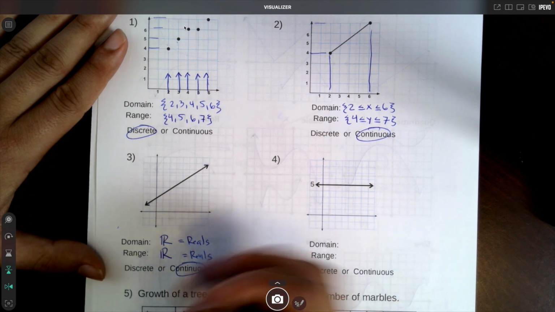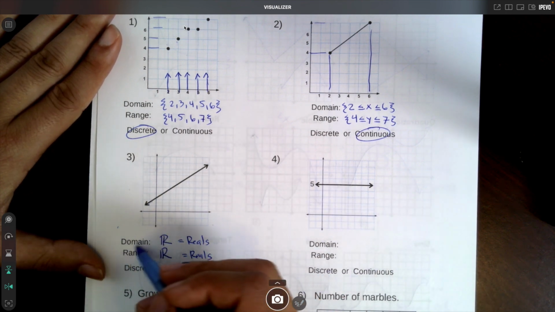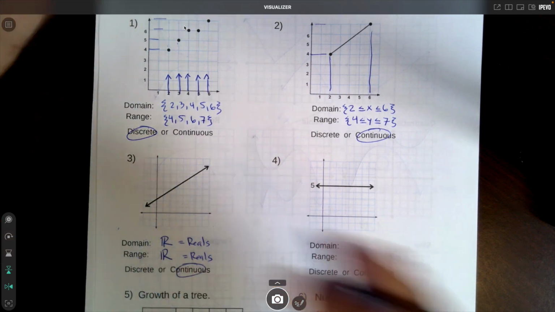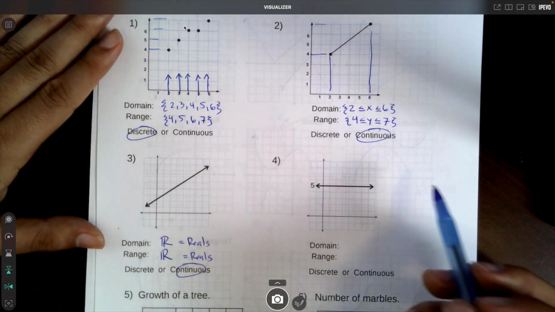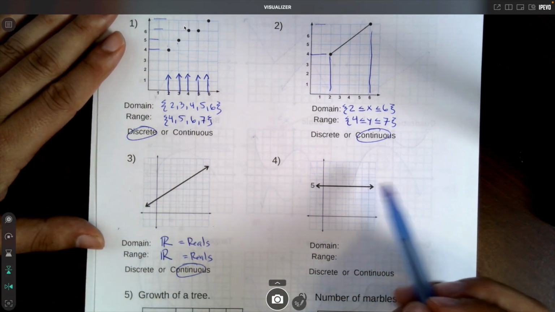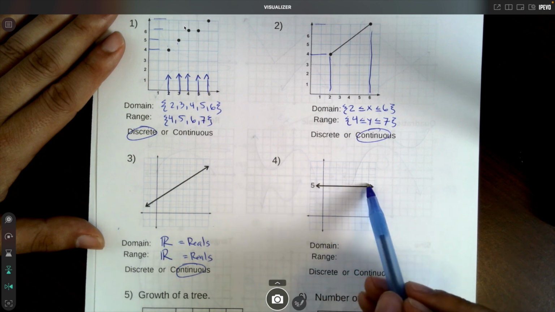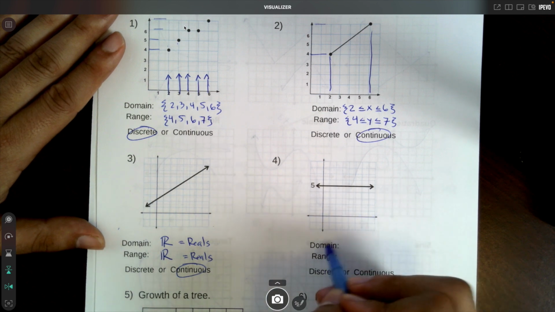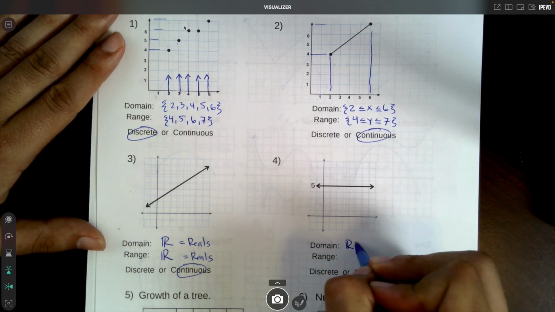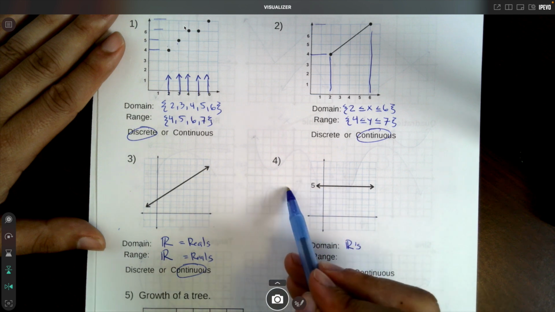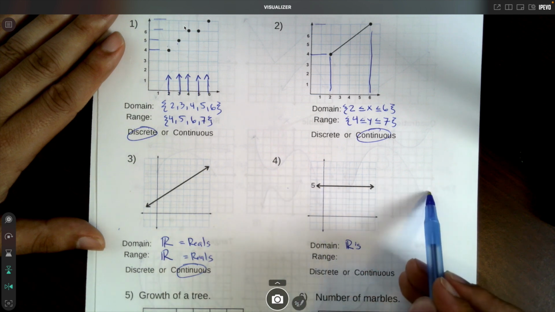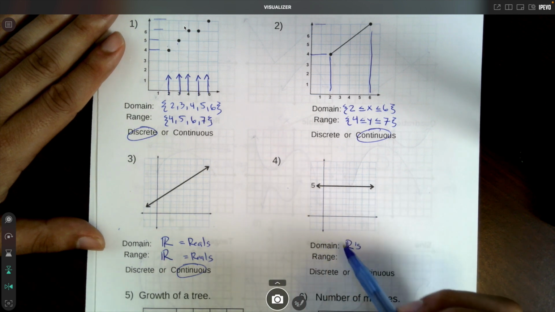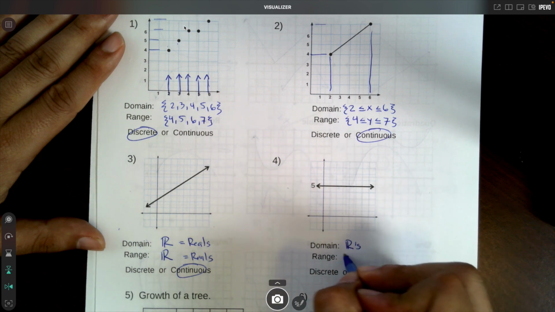It basically means all numbers. The domain is all the numbers and the range is all the numbers. It's going to get you everything. Over here, let's see if we can figure this out. This is a horizontal line. The domain is the reals. Why? Because it goes forever to negative infinity and forever to positive infinity. And our range is only 5.